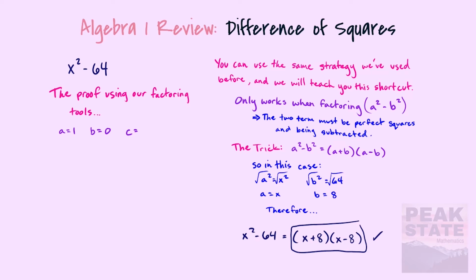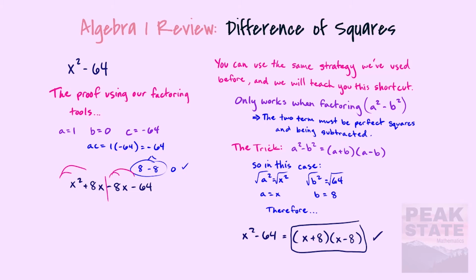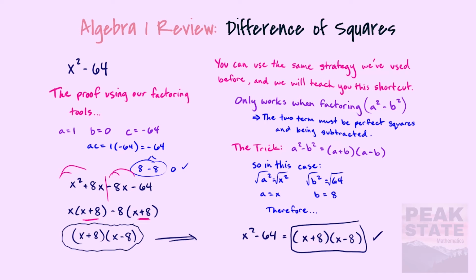So our a is 1, our b is 0, our c is negative 64. So our AC value is negative 64. Obviously 8 and negative 8 are the ones we want to multiply to the AC but add to b. So when we split apart the b term, we can factor it by parts. Out the front there, we'll pull out the x. Out the back, we can pull out the negative 8. And sure enough, we see that we get x plus 8 and x minus 8. All right, so those match up for you.